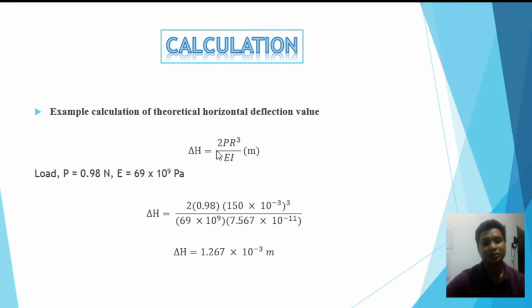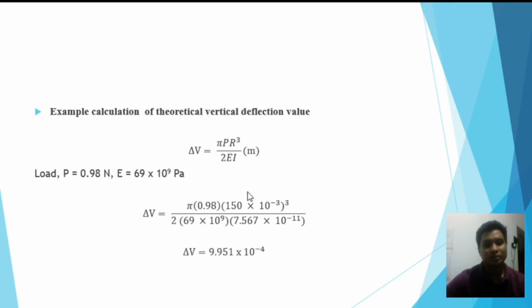Horizontal deflection is equal to 2 multiplied by P, which is the load, multiplied by R, the radius, to the power of 3, divided by E, which is the Young modulus, multiplied by the second moment of area that was calculated before. We just need to substitute all the info that we already have into the formula to get the horizontal deflection value. The horizontal deflection value you will get in meters. So next is the example calculation for the vertical deflection theoretical value.